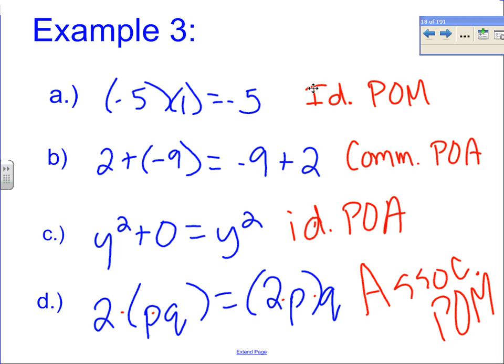Okay, you just need to remember identity property. Whatever you multiply or add to something, you have to get the original number. So whatever you multiply or add with the identity property, you have to get the original number. 1 times anything is still itself. 0 plus anything is still itself. 0 times something is 0. So that's the 0 POM. Because if you multiply something by 0, you always get 0. Okay? So you're just going to have to go over them, but we will keep going over them in class, just like types of numbers.